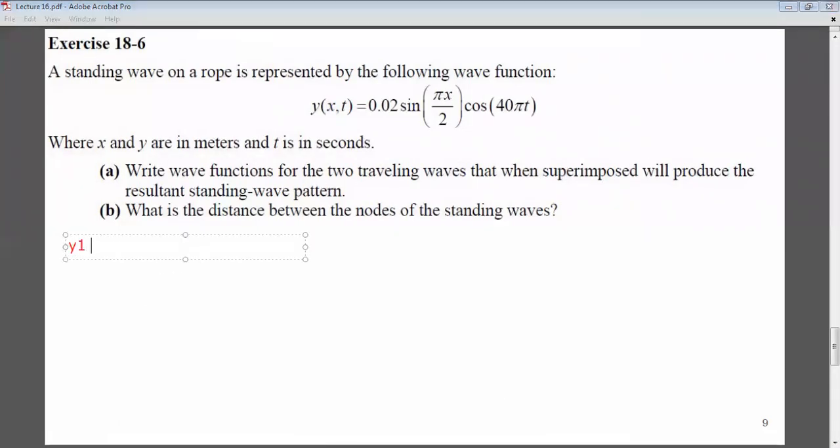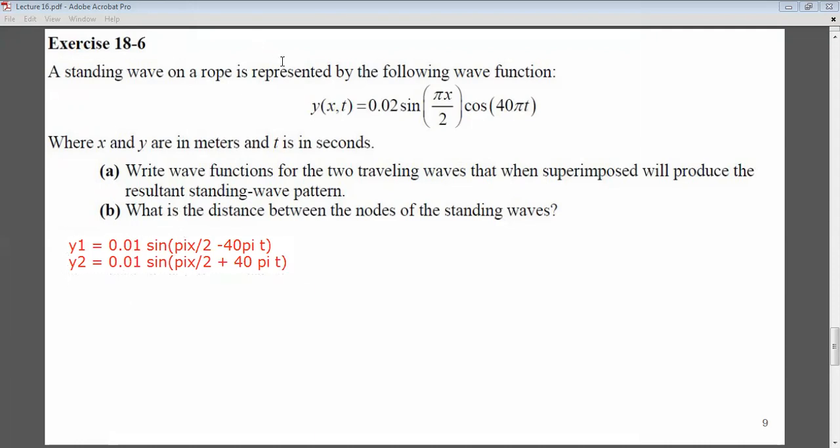Here I have to remember that Y resultant is 2A sine KX cosine omega T. So Y1 is 0.01 sine pi X over 2 minus 40 pi T. Okay, and Y2 is 0.01 sine pi X over 2 plus 40 pi T.